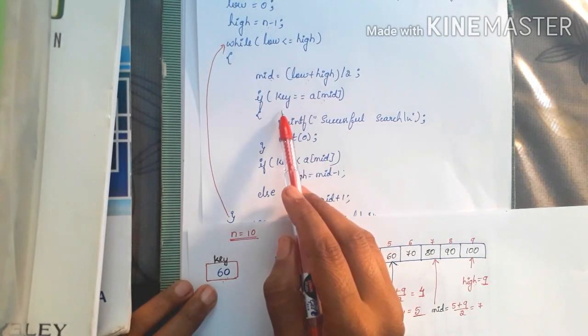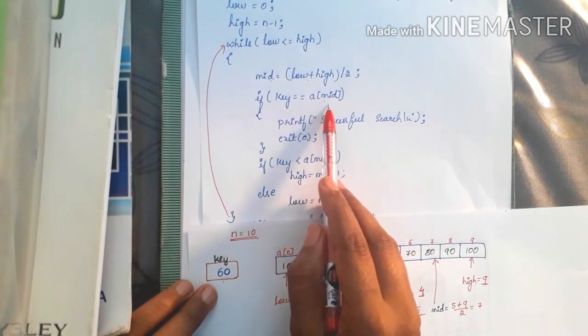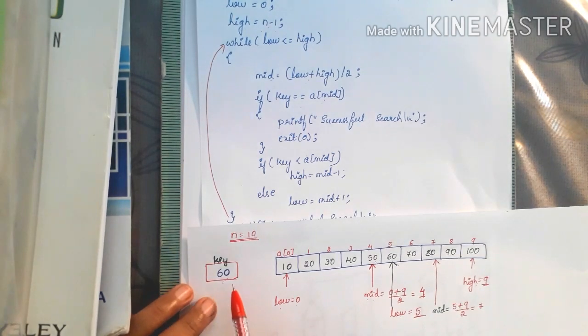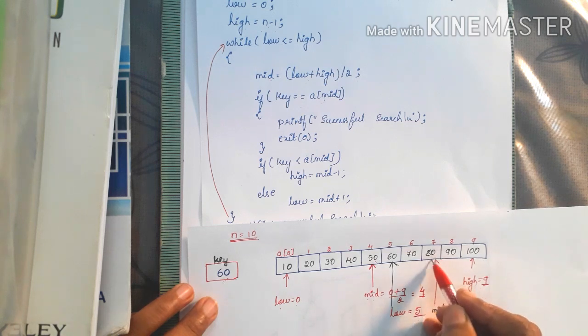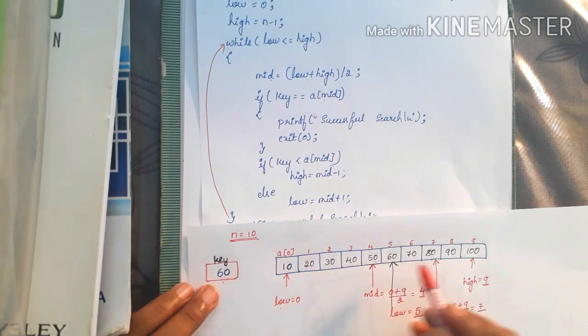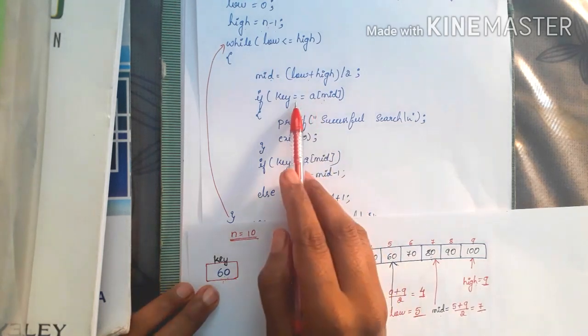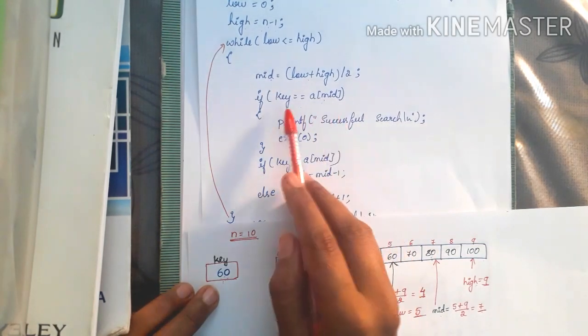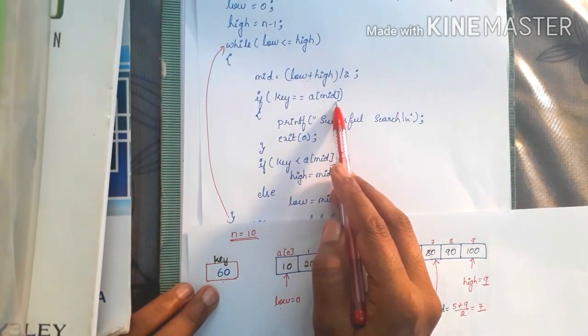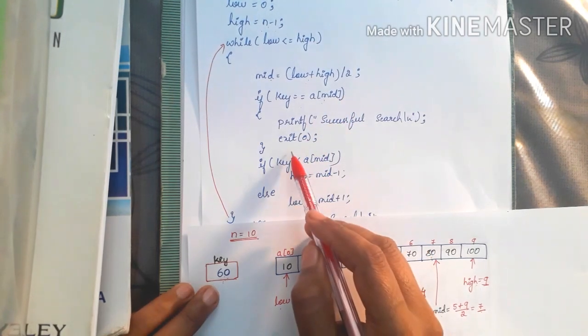Next instruction is: if key is equal to a of mid. Key value is 60. Is 60 equal to a of mid? A of mid means a of 7. A of 7 value is 80. Is 60 equal to 80? No, the condition is false. Key is equal to a of mid, the condition is false. Control moves out of if.